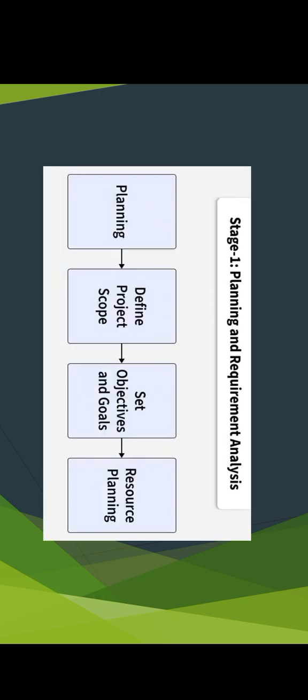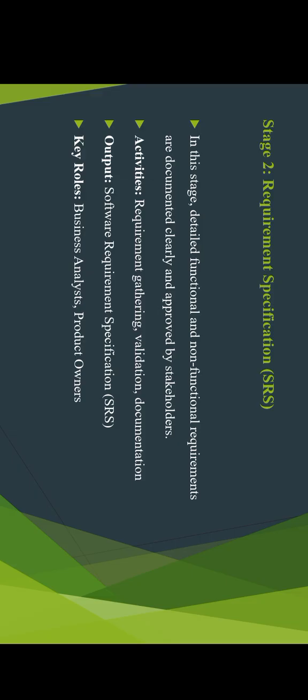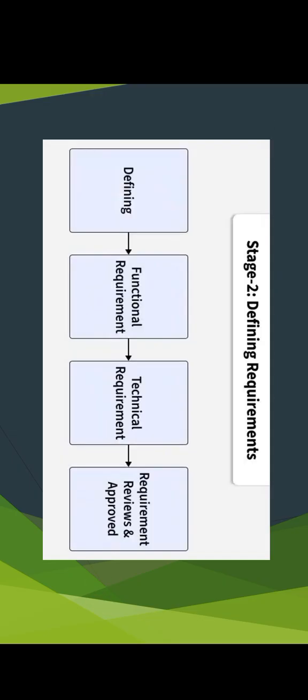This is the picture of stage 1, planning and requirement analysis. In planning, we define the project scope, set objectives and goals, and plan resources. The next stage is requirement specification, that is SRS. In this stage, detailed functional and non-functional requirements are documented clearly and approved by stakeholders. The activities are requirement gathering, validation and documentation. The output is the SRS, that means software requirement specification. The key roles are business analysts and product owners.